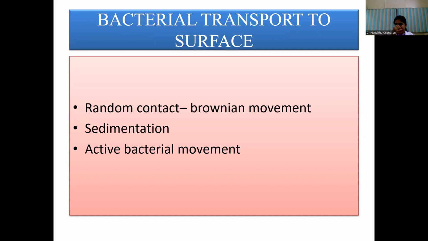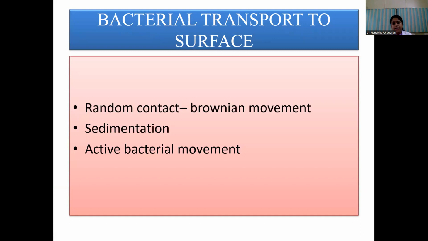Attachment or formation of pellicle. Next is bacterial transport to the surface. How is bacteria transported to the surface? It is by means of three different ways. That is random contact, also called Brownian movement. Next we have sedimentation. And next we have active bacterial movement.